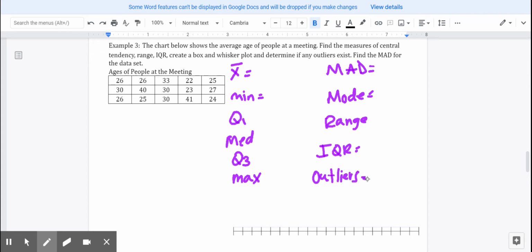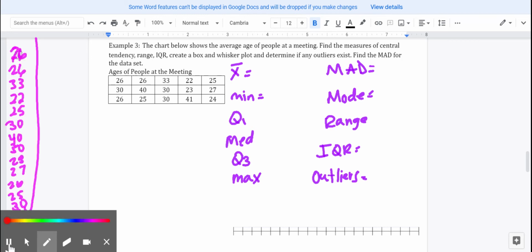Now if you remember, by putting things into the calculator together, if you go ahead and enter your data set into L1, you can find the mean, the min, Q1, median, Q3, and max, all by putting your data in at one time. So go into your calculator and enter 26, 26, 33, 22, 25, 30, 40, 30, 23, 27, 26, 25, 30, 41, and 24 now, and find all of these things. So pause your video to find these answers.